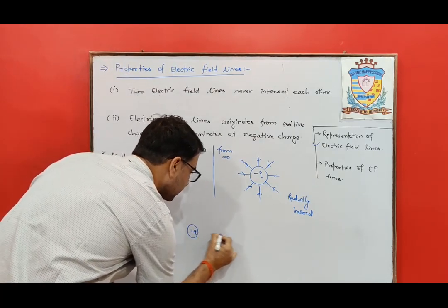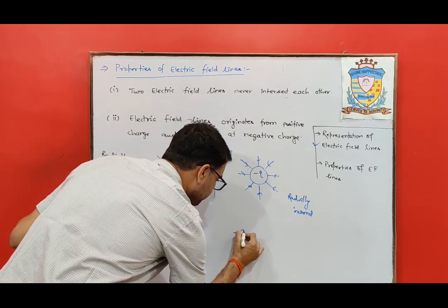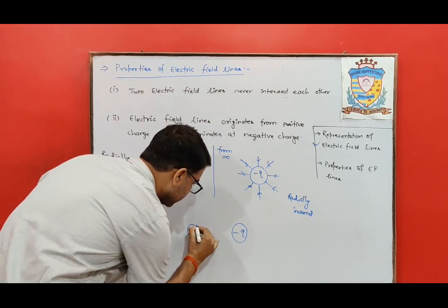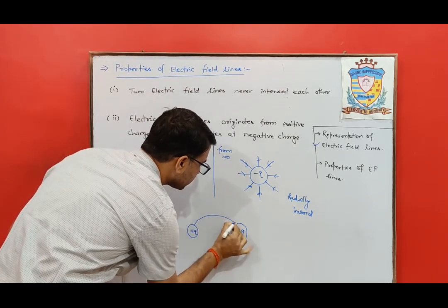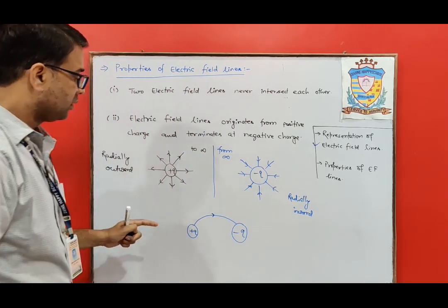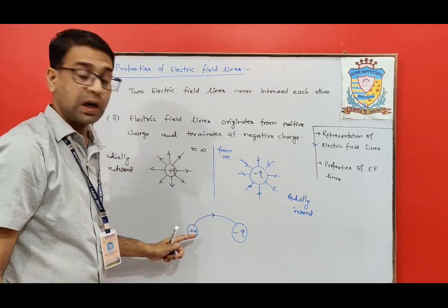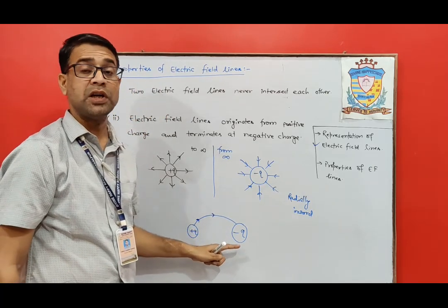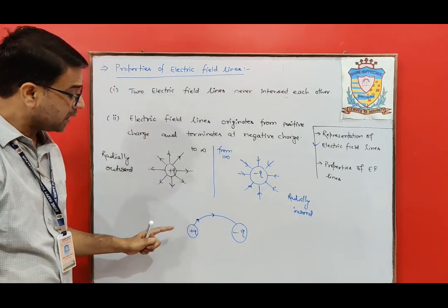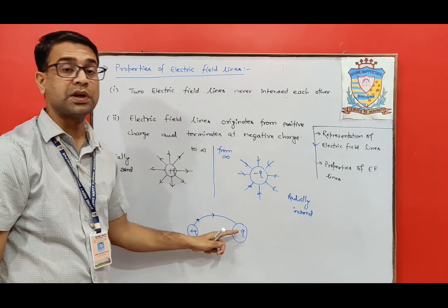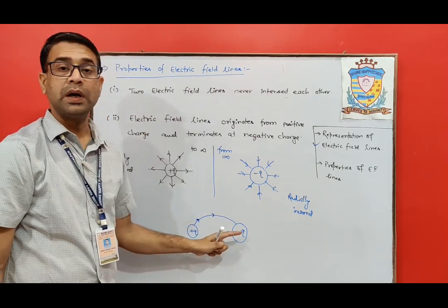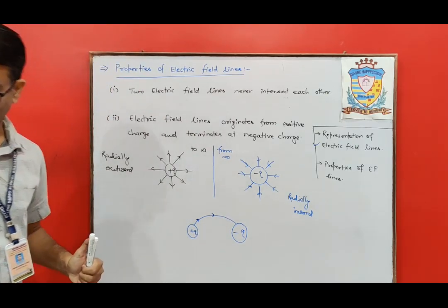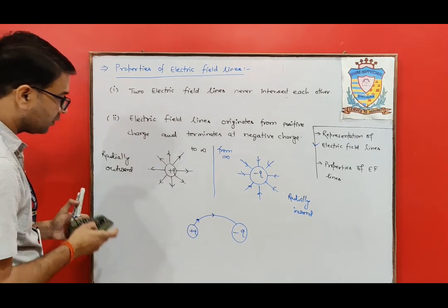But if a positive charge and a negative charge are there, suppose we have a positive charge over here and a negative charge over here, in that case this will be the direction of electric field lines. It will originate from the positive charge and terminate at the negative charge, and it forms a continuous curve from positive to negative. Clear?